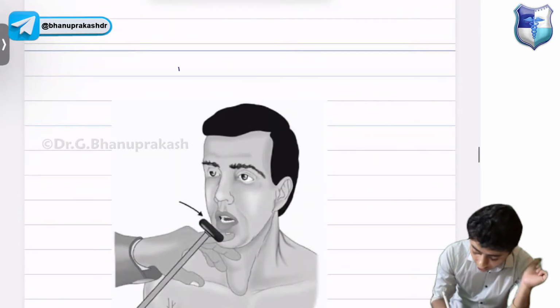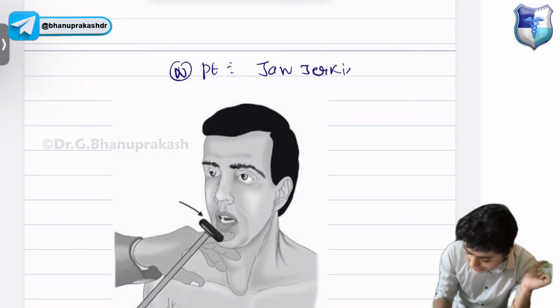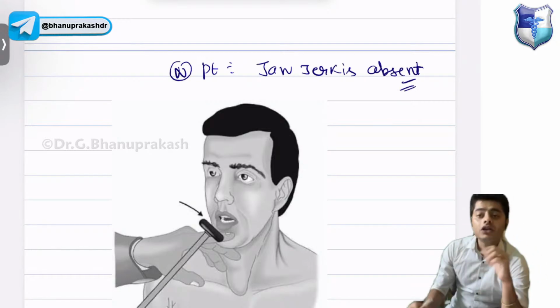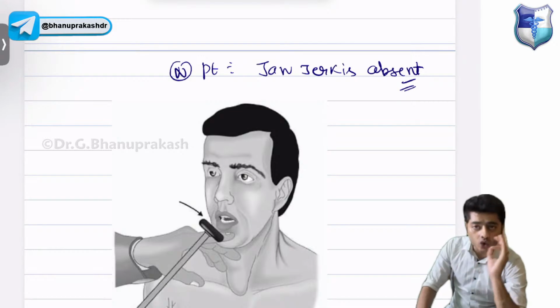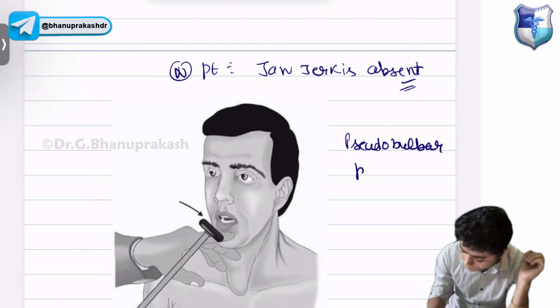Normally, beta, in normal patient, your jaw jerk is absent. But if it is present or increased, it means pseudobulbar palsy, that also above pons.